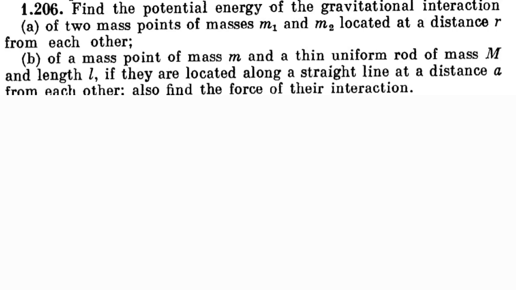And in the second part, the problem is asking of a mass point of mass m and a thin uniform rod of mass capital M and length L, if they are located along a straight line at a distance a from each other. Also find the force of their interaction. So let's get started with this problem.